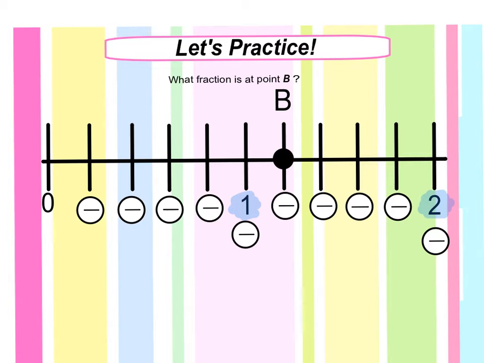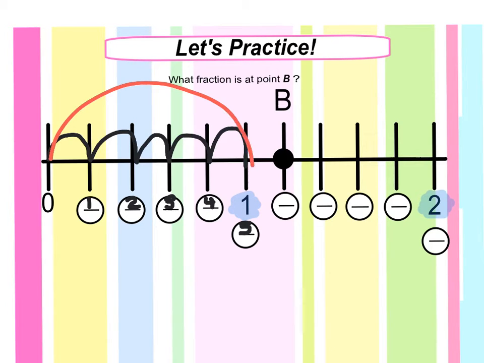Let's first find my numerator. Starting at 0, let's go up to 1 whole. 0, 1, 2, 3, 4, 5. I know that from 0 to 1, I have split my whole into 5 equal parts. Because of that, 5 becomes my denominator all the way across the board.